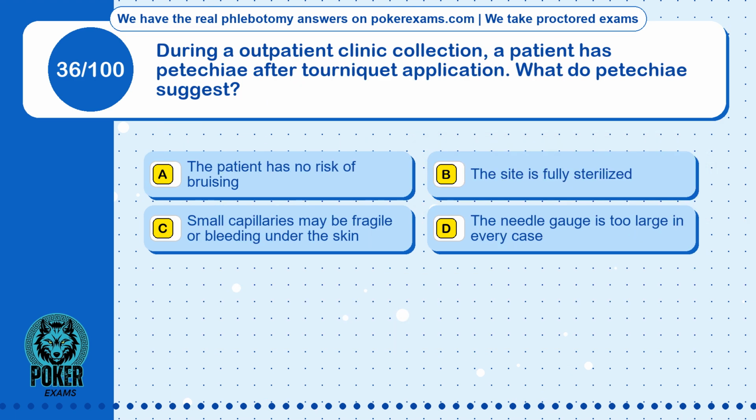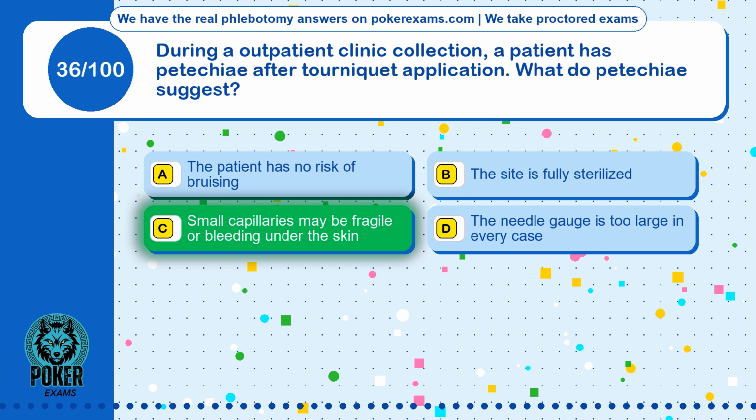Question 36. During an outpatient clinic collection, a patient has petechiae after tourniquet application. What do petechiae suggest? Option A. The patient has no risk of bruising. Option B. The site is fully sterilized. Option C. Small capillaries may be fragile or bleeding under the skin. Option D. The needle gauge is too large in every case.